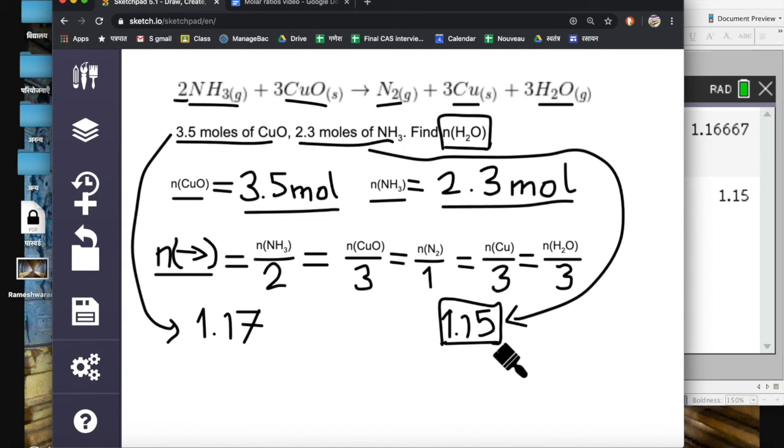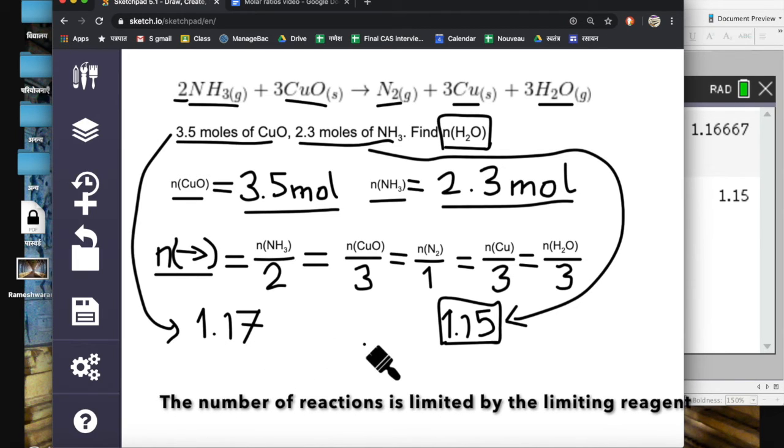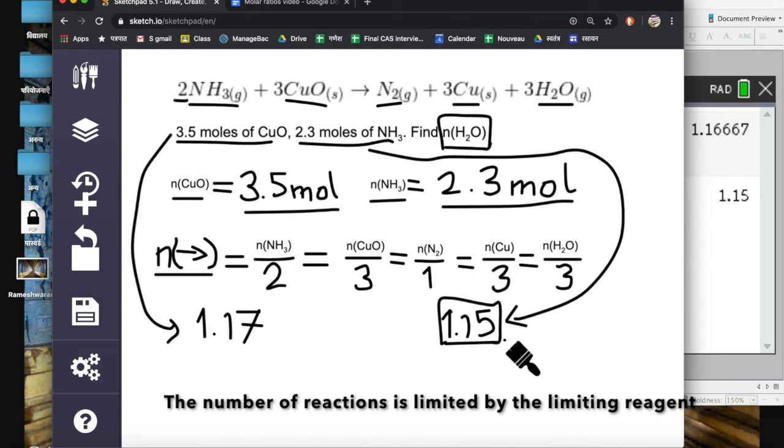And so ammonia, which is the one which gives this value, would be the limiting reagent, because if ammonia is the limiting reagent, then fewer moles of reaction happen than if copper oxide is the limiting reagent. So the reaction will stop after 1.15 moles of reaction have happened, and it won't go to 1.17 moles because there won't be enough ammonia to sustain the reaction.